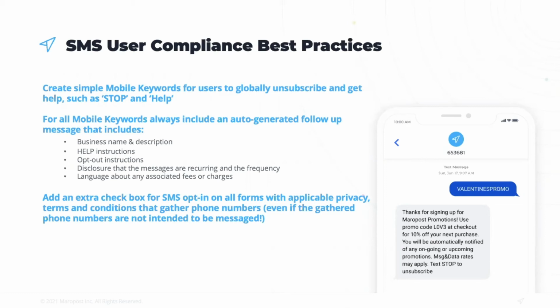So if a customer texts help, the automated message to show up should be something like an email where they can contact your help or support center, and or a telephone call where they can talk to an agent live and figure out what's going on with these SMS subscriptions. For all mobile keywords, you always include an auto-generated follow-up message. Best practices state that this should include your business name and description, that help instruction option again, the opt-out instruction, as well as disclosure that messages will be recurring and frequent. If you have a standard frequency, definitely include it, but if not, just let them know that more will be coming, and language associated with fees or charges.